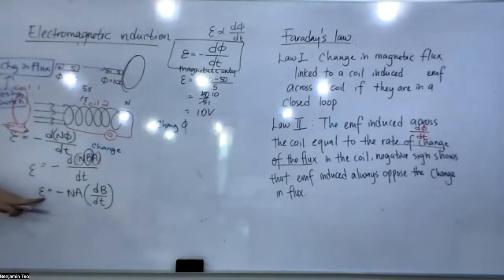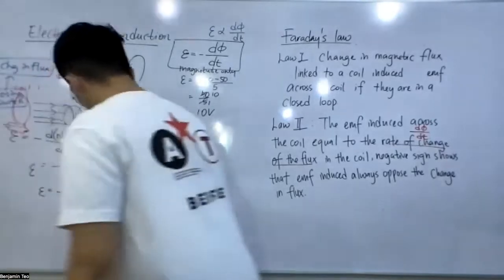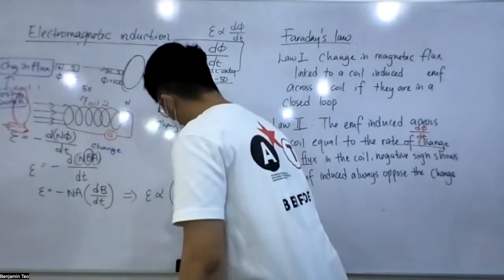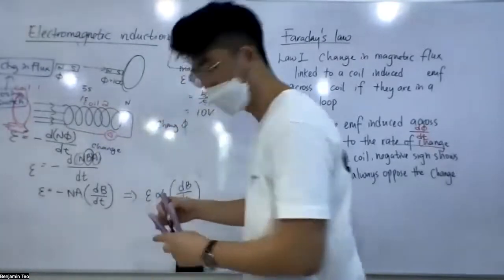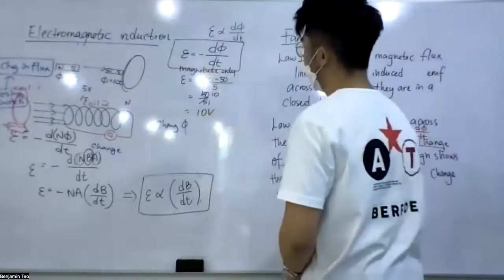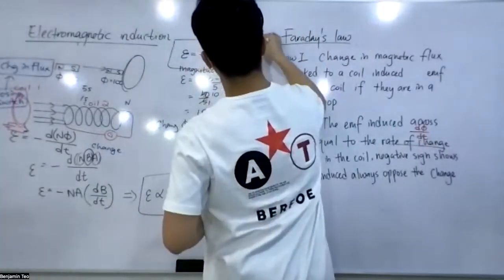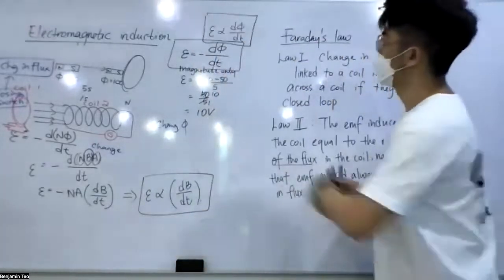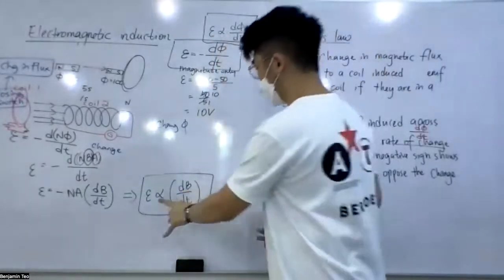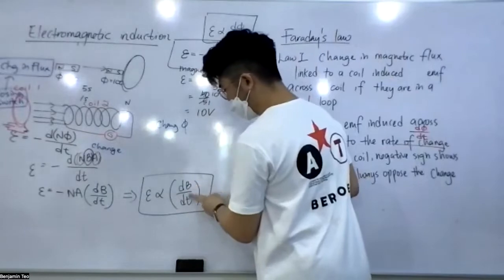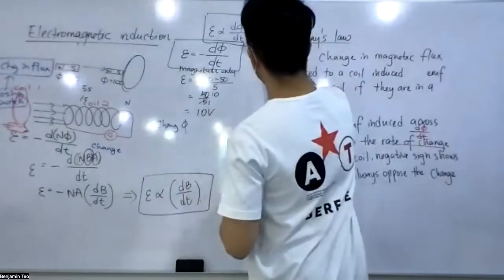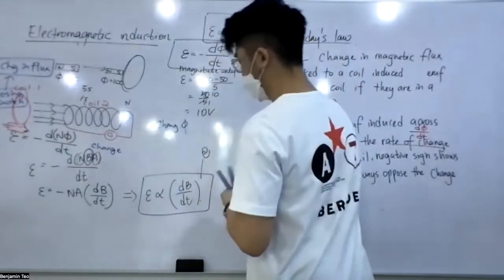So from here, we get E is proportional to dB over dt. Please remember this relation. This is the second one. The first one is this one: EMF is proportional to d phi dt. This is EMF is proportional to dB over dt. Okay, there's one more. Let me mark this down: 1, 2. There's one more.